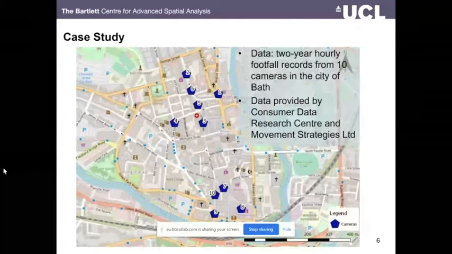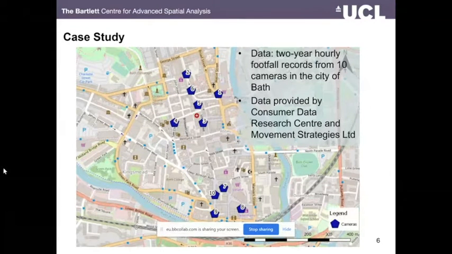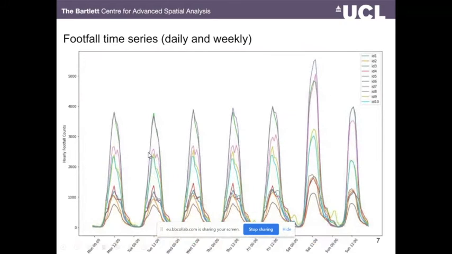So this is the case study area. Thanks to the CDRC and the Movement Strategy Company, we have two years of hourly footfall data from 10 cameras in the high streets of Bath. The data is from 2017 to 2019. Here you can see the locations of the cameras. First of all, I'd like to give a sense of the data.